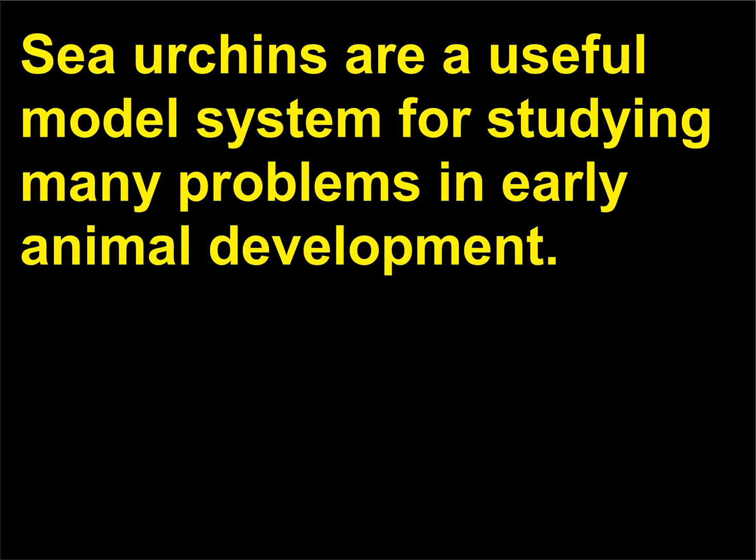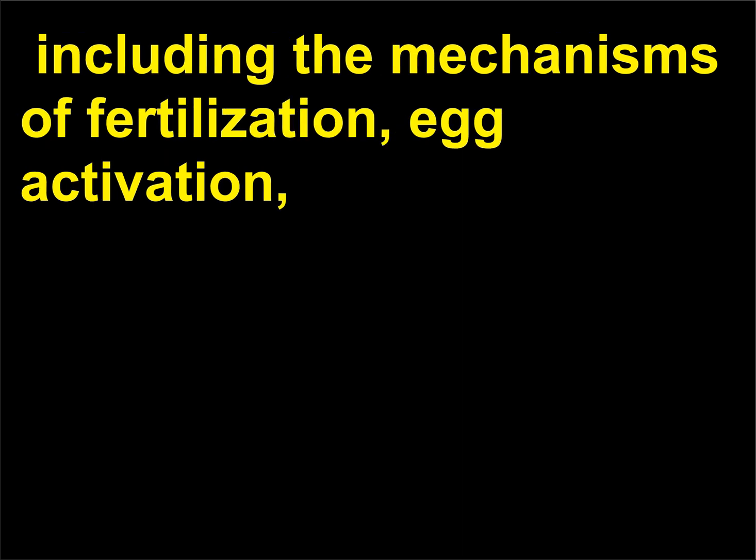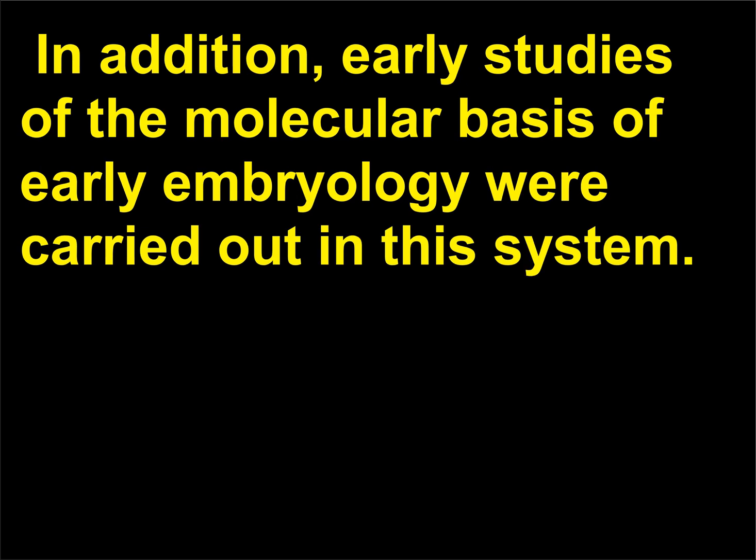Sea urchins are a useful model system for studying many problems in early animal development. Historically, sea urchins were a key system in elucidating a variety of classic developmental problems, including the mechanisms of fertilization, egg activation, cleavage, gastrulation, and the regulation of differentiation in the early embryo. In addition, early studies of the molecular basis of early embryology were carried out in this system.